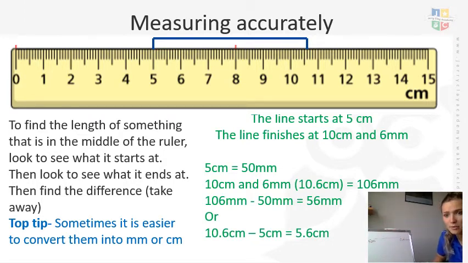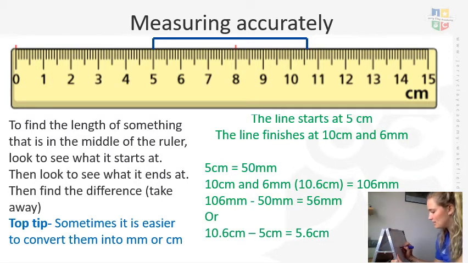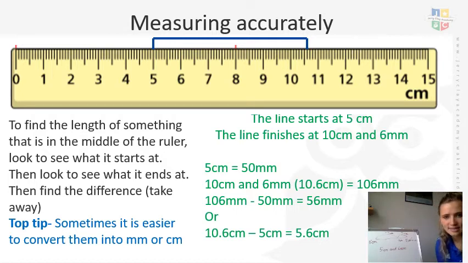Now we want to know the difference, so we can either use our jumping method like we were doing when we were working out the time, or we can take it off. So I could go 5 up to 10 centimetres, which I've added 5 centimetres, and then added 6 millimetres after. So the difference would be 5 centimetres and 6 millimetres. So that I would get this answer.